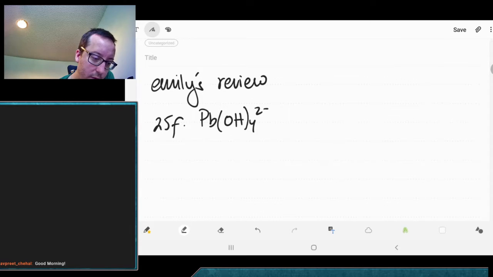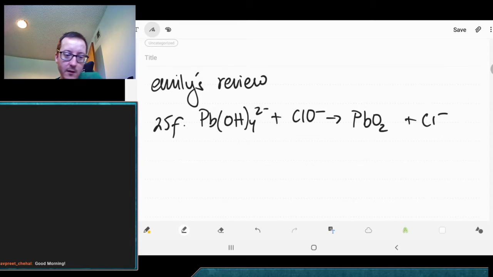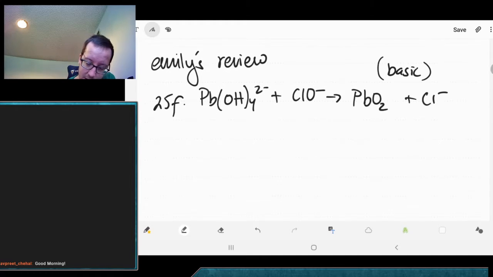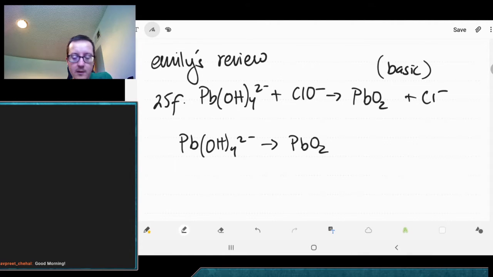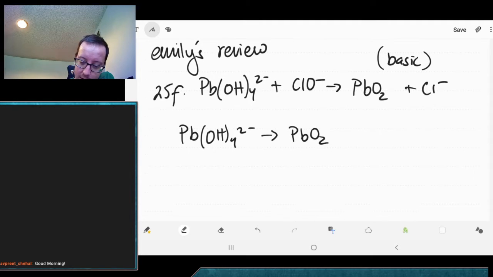We have that plus hypochlorite turning into lead 4 oxide plus Cl minus. And it's telling us we also want to do this in basic solution. So first step first, let's identify our half reactions going on here. One of them is going to be oxidizing the lead, and then we're going to reduce the other one, right?